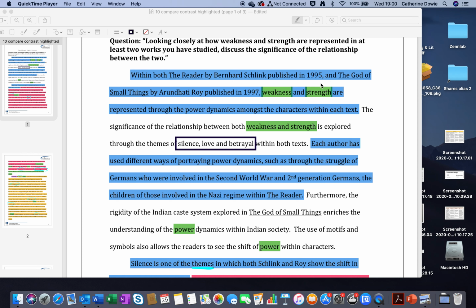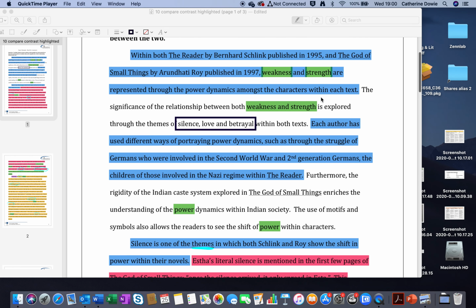It gives me a little bit of background information, who wrote them, when they were published, and there's a strong link back to the question. The introduction includes a number of sentences that make reference to both of the texts, and you will see later how the conclusion is almost entirely blue.